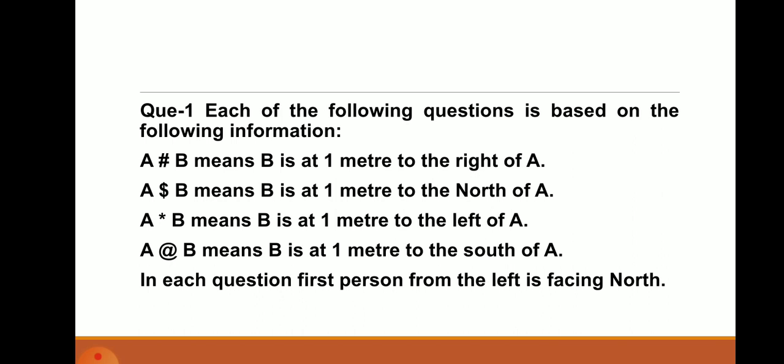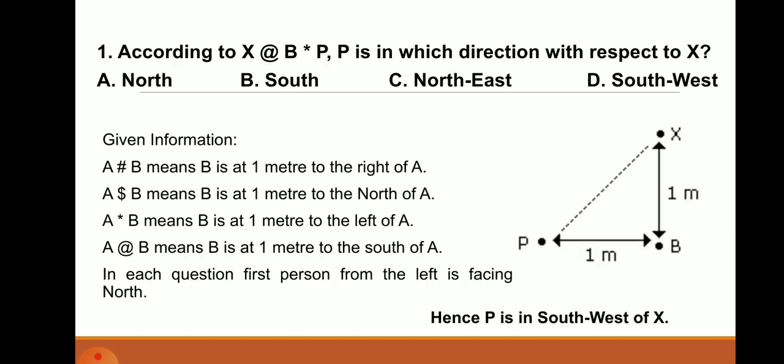In each question, the first person from the left is facing north. So whatever first person you assume in the question, that first person will always face north. So some symbolic representation of the persons and their directions is given, and you need to use that in solving the further questions. So we'll start with the first question.